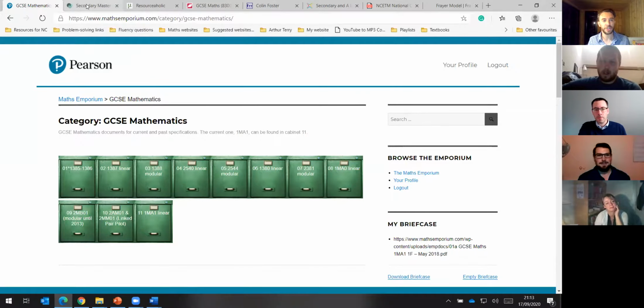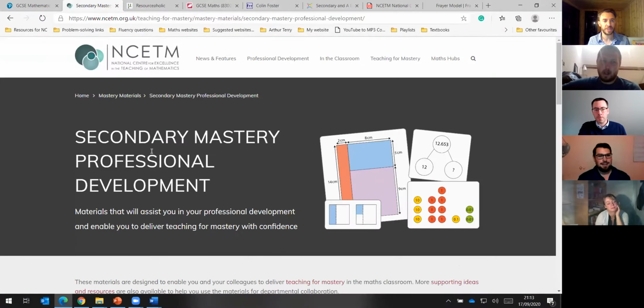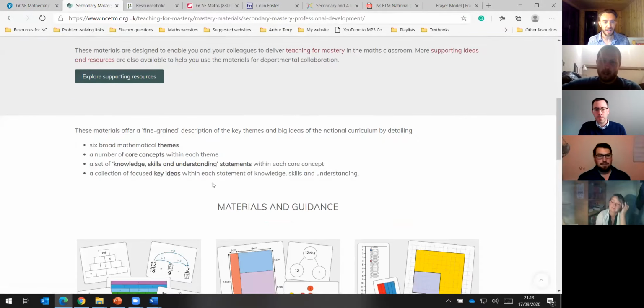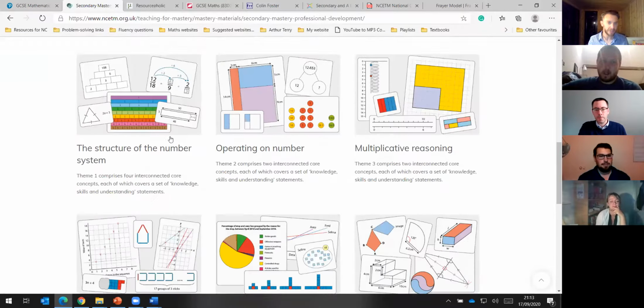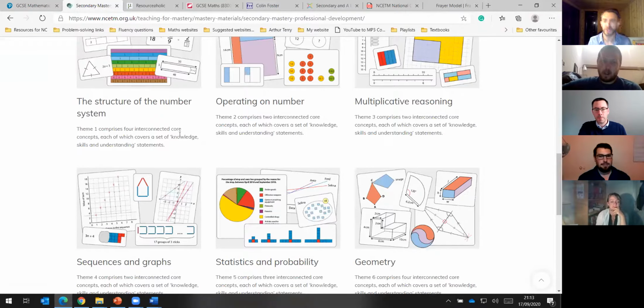Ben, your other option was the Secondary Mastery Professional Development documentation released later on this year, and they've got 6 broad mathematical themes. Why? I know you're trying to choose one that hasn't been chosen before, so why this one? How can you use these?